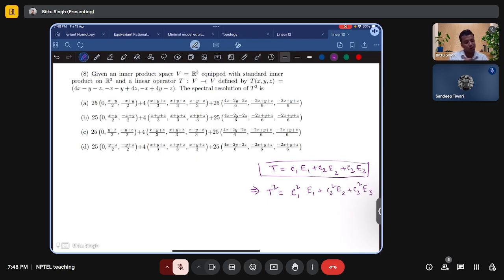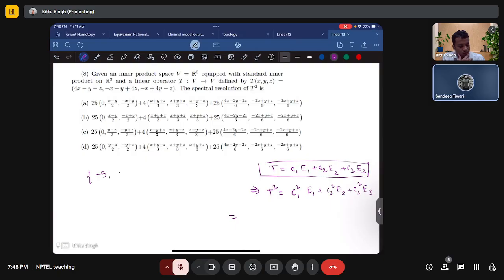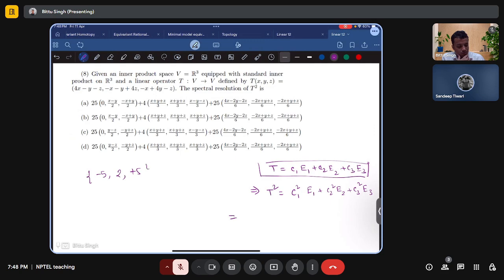Now what was C1 square? We have already found that C1 square was 25. The eigenvalues C1, C2, C3 are minus 5, 2 and 5. So the first one will be 25 E1 plus 4 E2 plus 25 E3. 4 E2, yes.